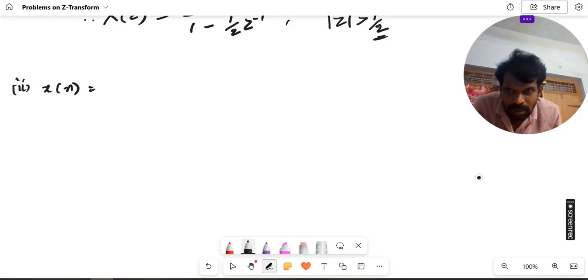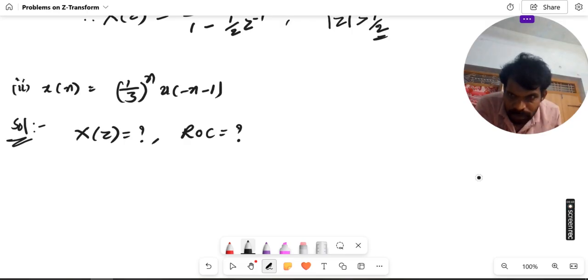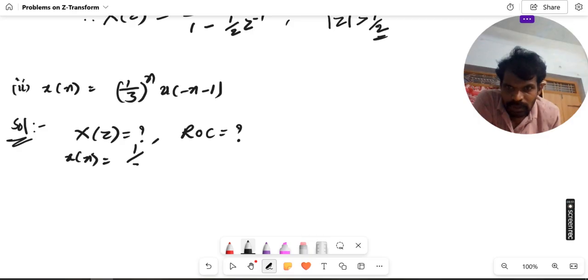x of n is equal to (1/3)^n into u of minus n minus 1. Okay, solution. So for this also we are going to find out x of z and ROC. Let us write down the given, that is x of n is equal to (1/3)^n into u of minus n minus 1.